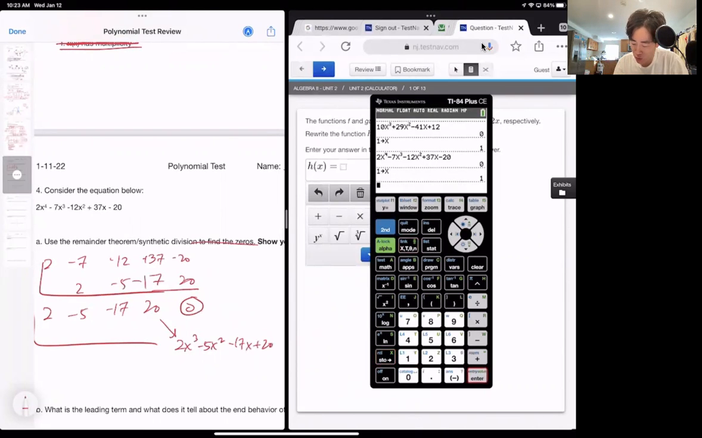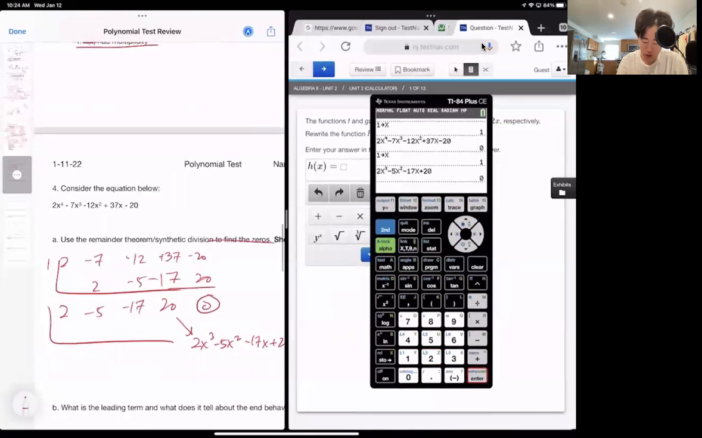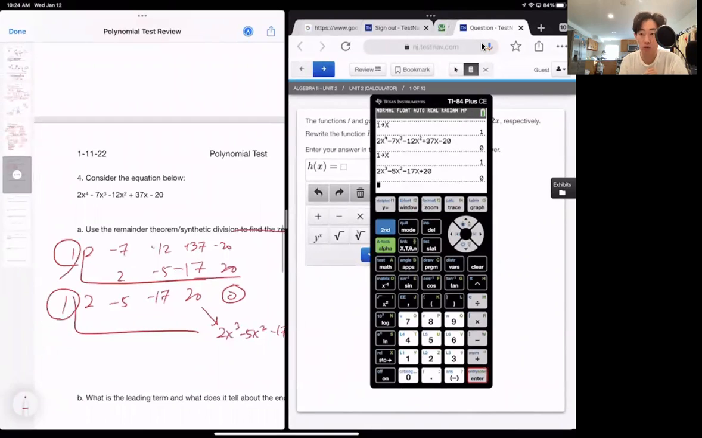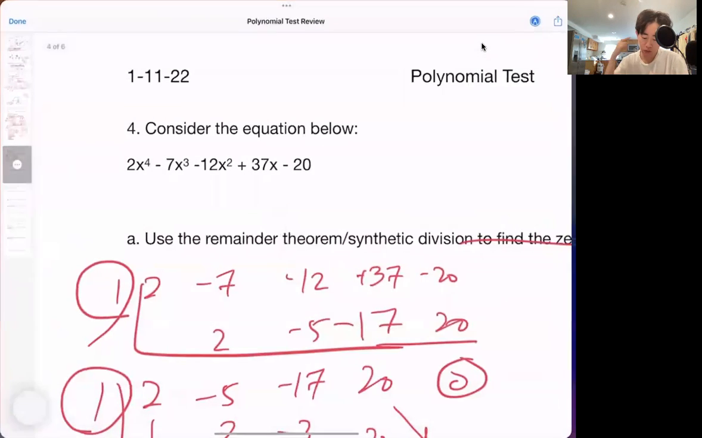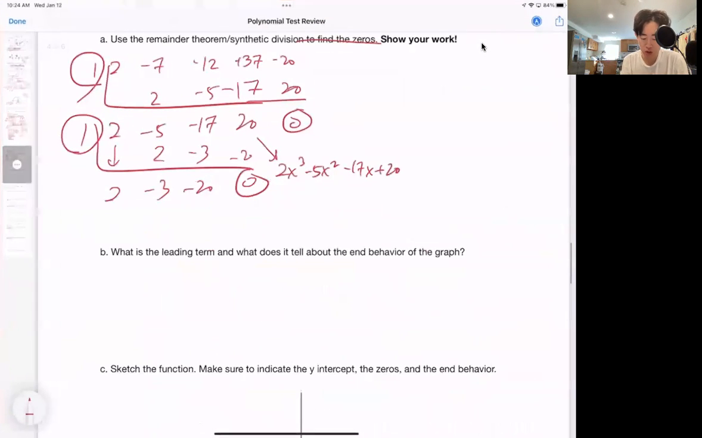Let's see if x equals 1 still works for this. 2x to the power of 3 minus 5x squared minus 17x plus 20. Oh, wow. Okay, so I definitely have a multiplicity now because I have a repeated 0. Bring down the 2, negative 3, negative 20, and that's 0. So it seems like I found all the zeros using the remainder theorem. All that's left to do is use the quadratic to figure out the rest of the zeros.